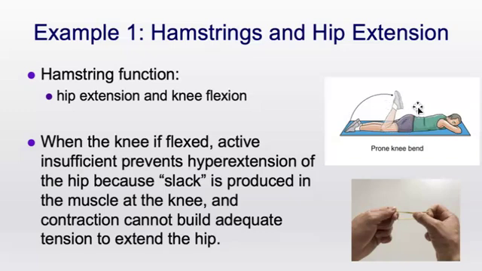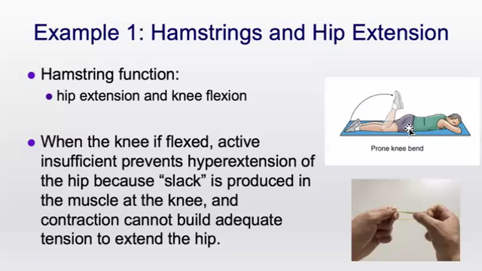When you try this in the lab, this effectively will reduce your capacity for generating any sort of hip extension when your knee is in this position. It's because of this active insufficiency. Because you're actively flexing the knee, you're not going to be able to actively extend the hip.